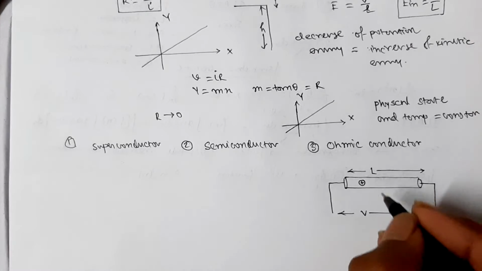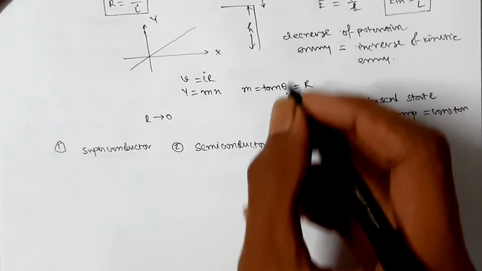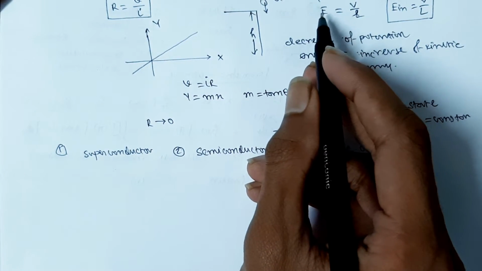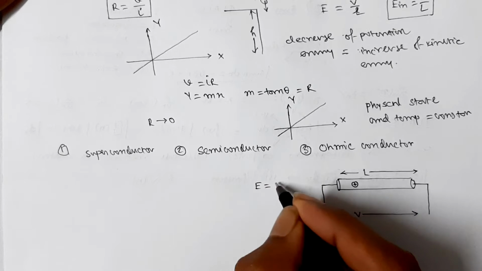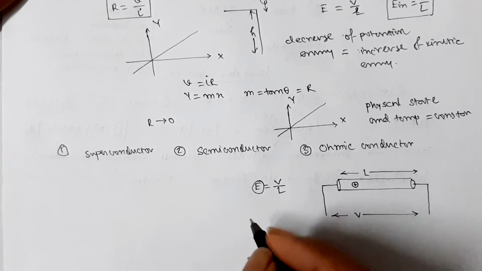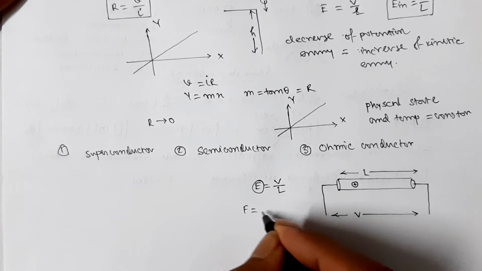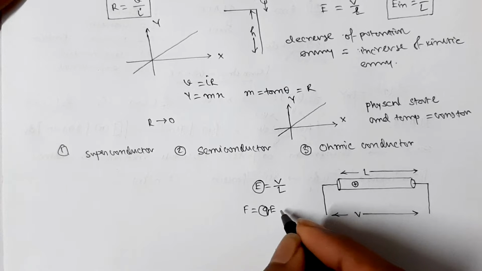This is a potential about V. Now we know that E is equal to V by L, where E is the electric field in the wire. We also know F is equal to QE, where Q is the charge of the particle in Coulomb, and E is the electric field.